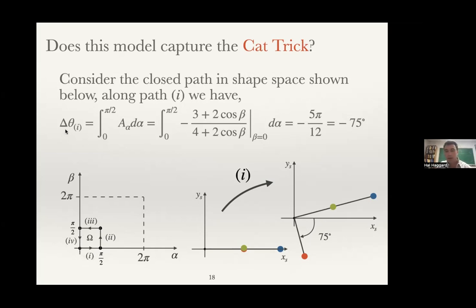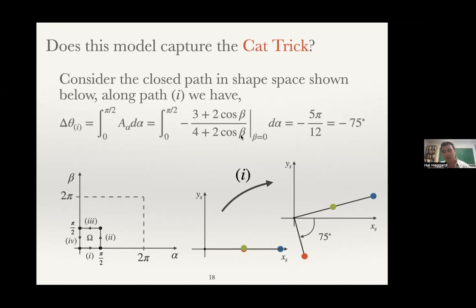And we're going to calculate delta theta 1. It's just the integral. Well, along this path, alpha is the only one that's changing. d beta is 0, so we get to ignore that term. And we'll integrate from 0 to pi over 2 of this thing. But remember, we're also always on the level set where beta equals 0. So I want to evaluate this A alpha at beta equals 0.